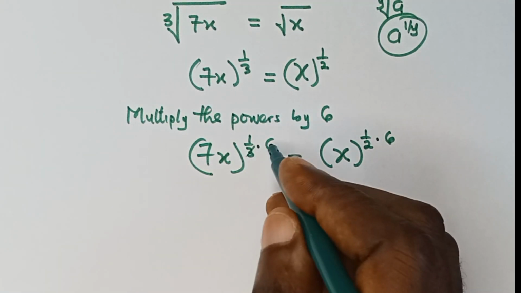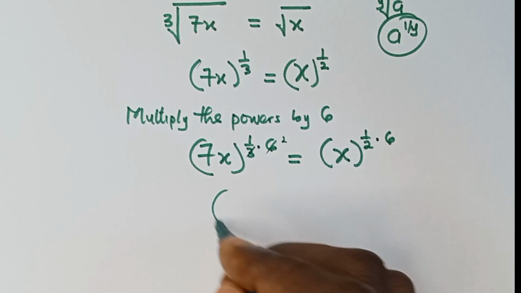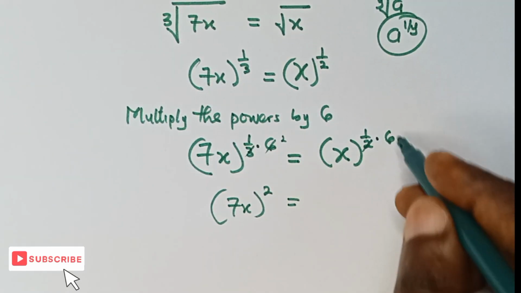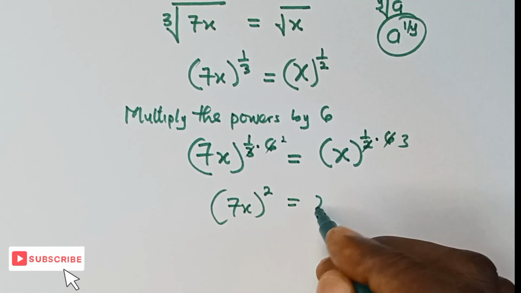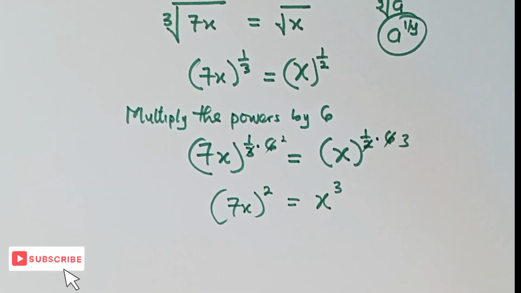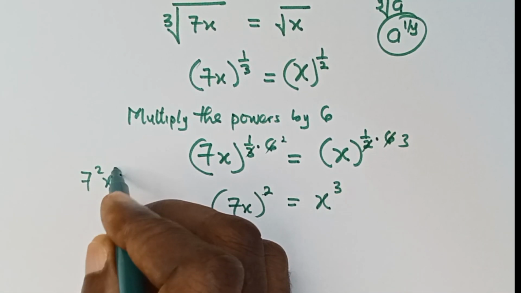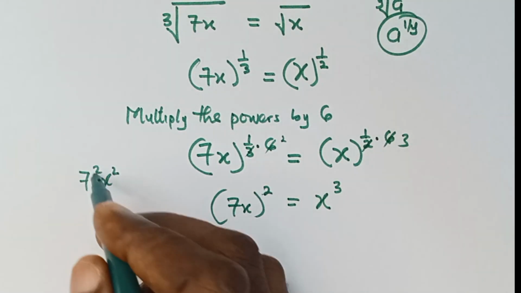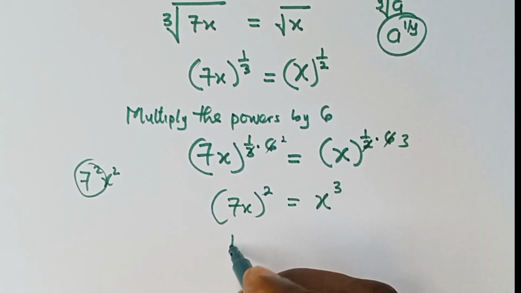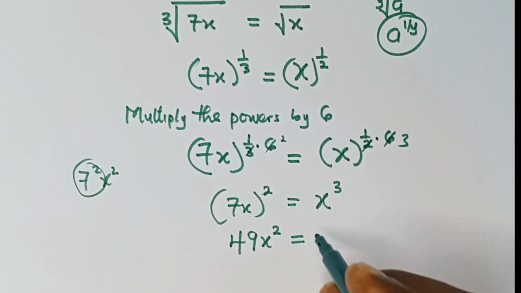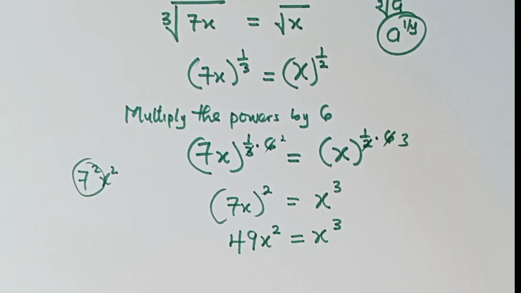Now 3 in 6 is 2, so we have 7x raised to power 2 equals, 2 in 6 is 3, x raised to power 3. So what is this? It means 7 raised to power 2, x raised to power 2, right? And 7 raised to power 2 is 49. So 49x raised to power 2 equals x raised to power 3.